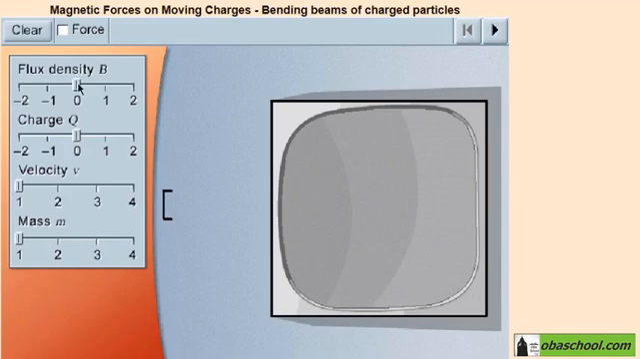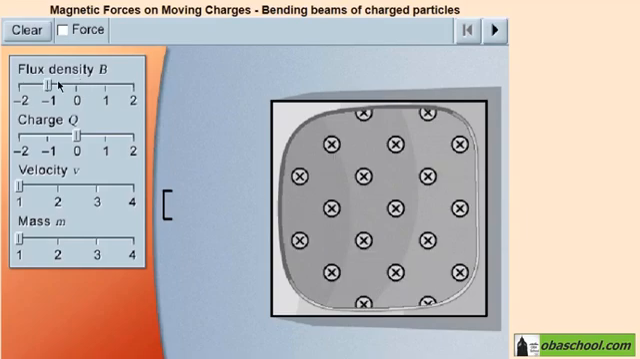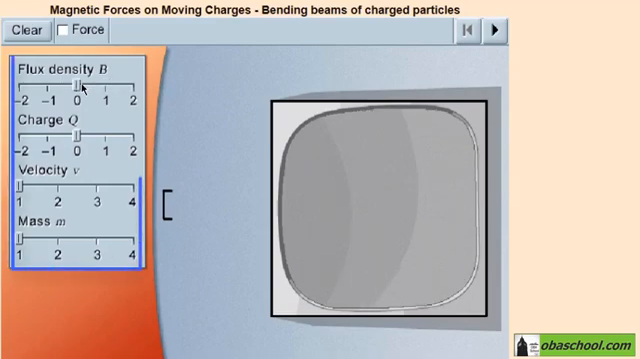Lines of magnetic force into the diagram will be represented by crosses, and lines out of the diagram towards you will be represented by dots. The four sliders here allow you to change the size and direction of a flux density B, the size and polarity of charge Q on the moving particle, the size of velocity v of the particle, and the size of mass m of the particle.